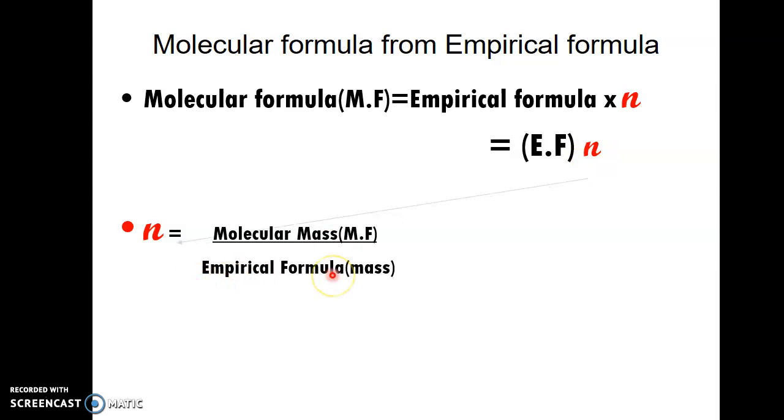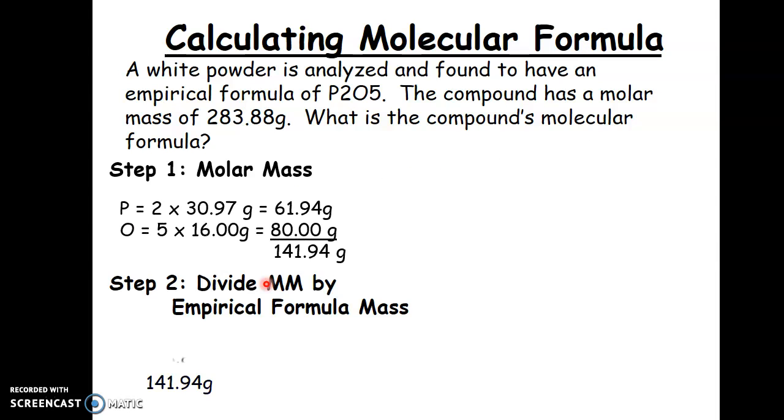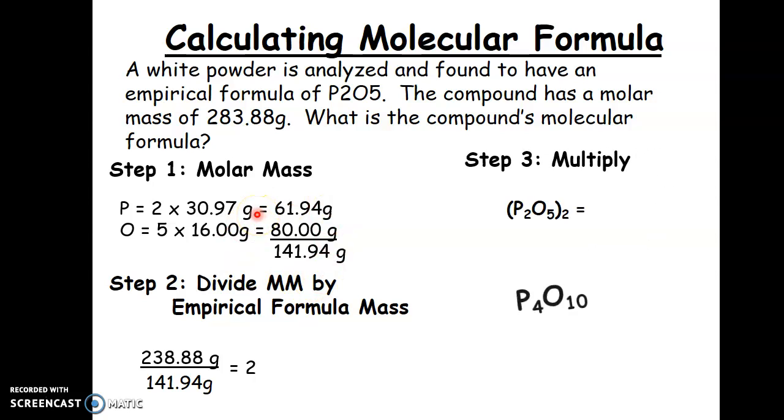Your n is the molecular mass over the empirical mass, and that will give you a whole number n, and that n will be distributed. So an example is also given here. Looking at this, this is the empirical formula, and this is the molar mass. So you already have the molar mass, you just find the empirical mass. So the empirical mass of this P2O5 is this, which is calculated from here. So at the end of it, your n is equal to 2. So you now distribute that 2 on the 2 and 5 to give you P4O10.